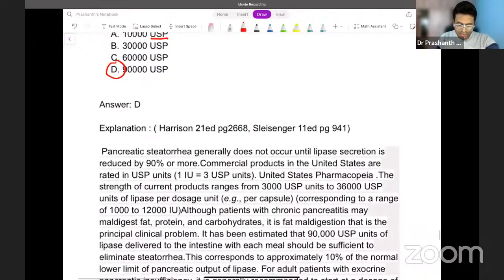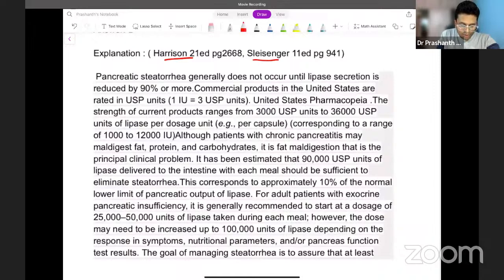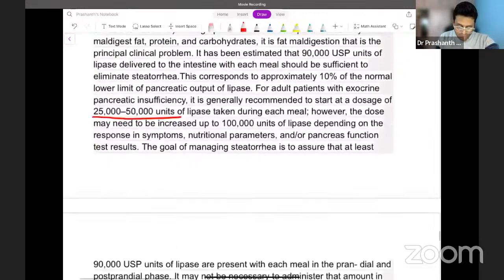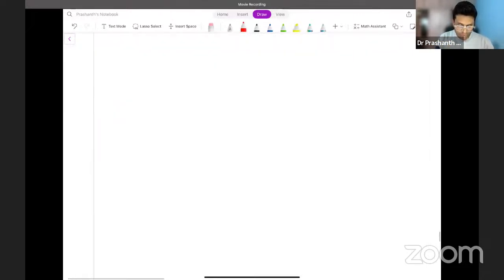The same has been explained in Schlesinger and Addison, where the 90% concept has been discussed. That 1 international unit is equal to 3 US Pharmacopoeia units is mentioned. What is commercially available and the normal ranges have been discussed, and the generally given starting dose of 25 to 50,000 international units of lipase is also discussed. You can go through these topics in depth later. But the concept of the minimum dose needed to prevent steatorrhea, I hope you guys have got it.